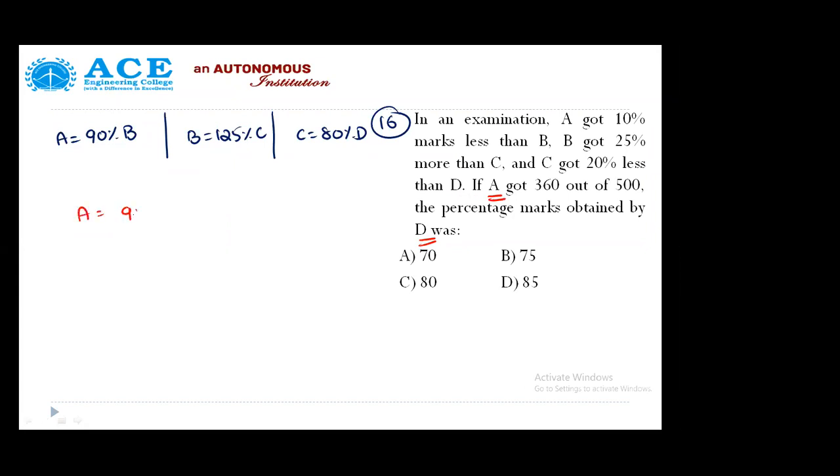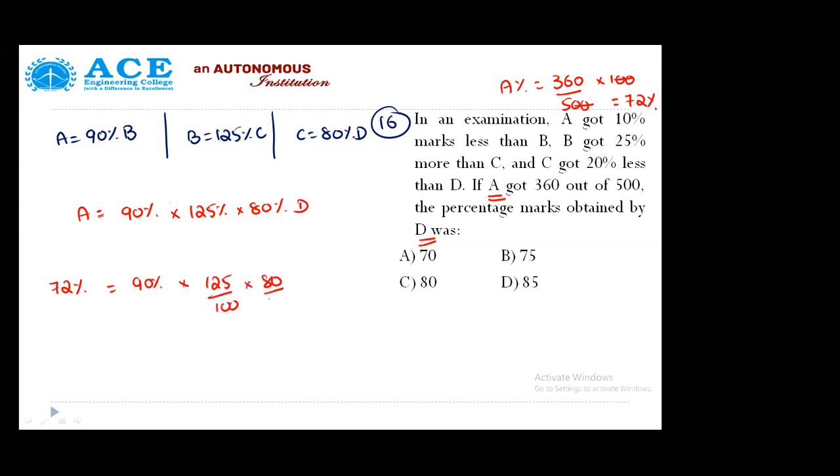A is nothing but 90% of B. B is nothing but 125% of C. C is nothing but 80% of D. Okay. So here, how much percentage are they asking? A got 360 out of 500, right? Into 100 if you calculate, he got 72%. A percentage is 72. This is 90%. 125% means 125 by 100. 80% is 80 by 100.